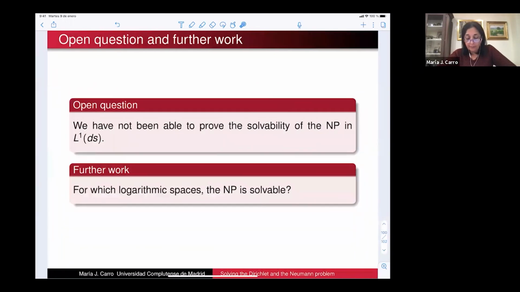And as I said, we have not been able to prove the solvability in L1 because we got some problems with the Hardy spaces H1 infinity, and we still are working on that. And then we haven't attacked yet the problem of the solvability of the Neumann problem in logarithmic spaces. This is something that I hope to do with Virginia when she comes to visit us next year.